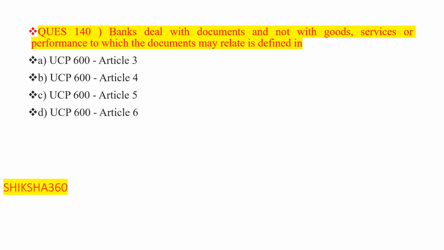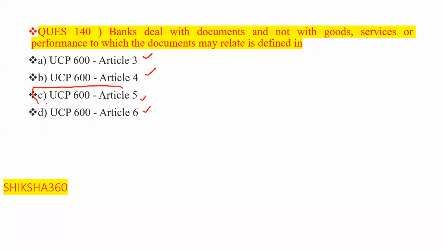So here, banks deal with the documents and not with the goods, services or performance to which the document may relate. The options are article number 3, article number 4, article number 5 and article number 6. So what is the correct answer? Please tell fast. That is option number C, UCP 600 article number 5.